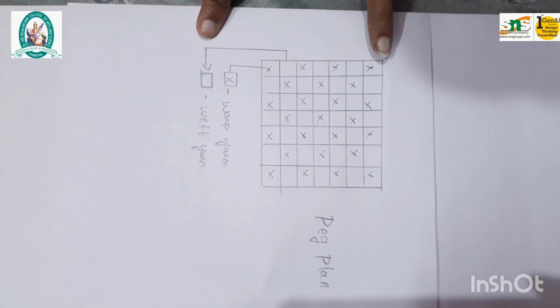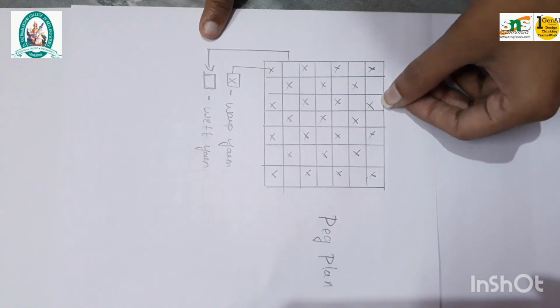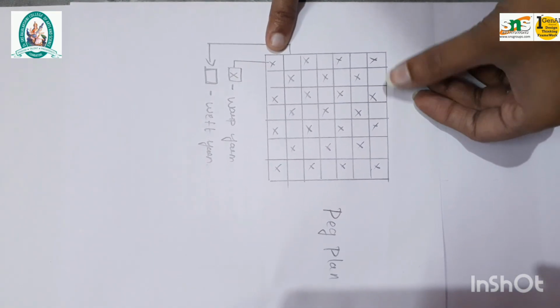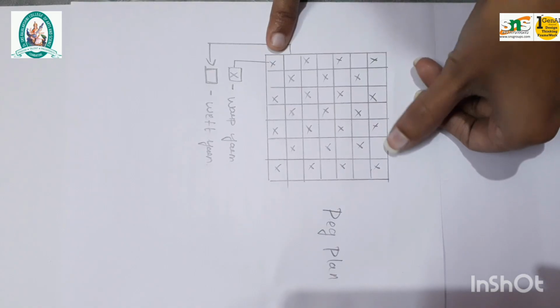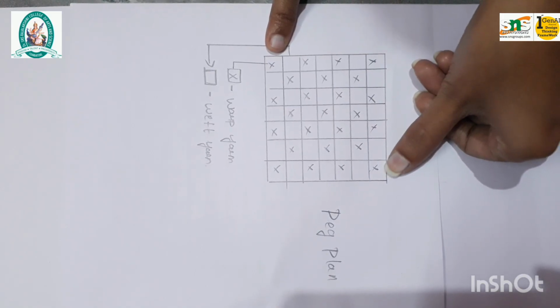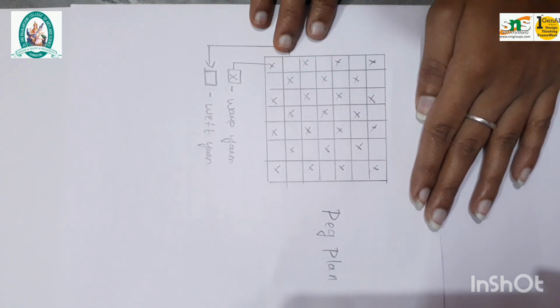Finally, the X denotes the warp yarn, which is the interlacement like this. This is the lengthwise, and this is the crosswise. The plain space is for weft yarns, and the X is for warp yarns. So this is the peg plan structure for the plain weave.